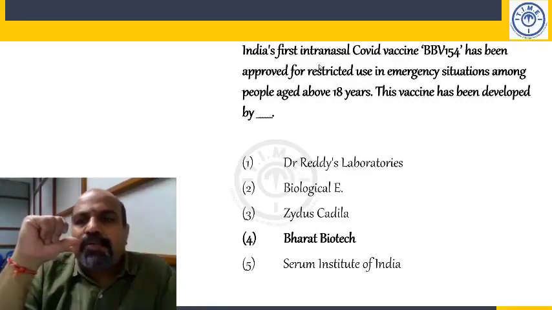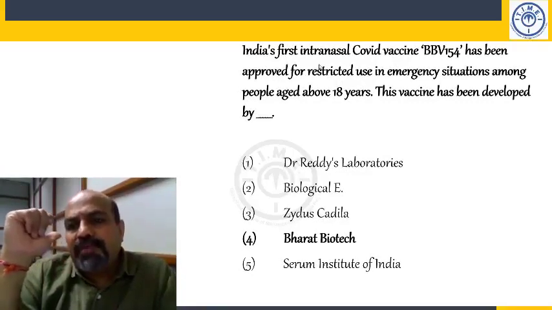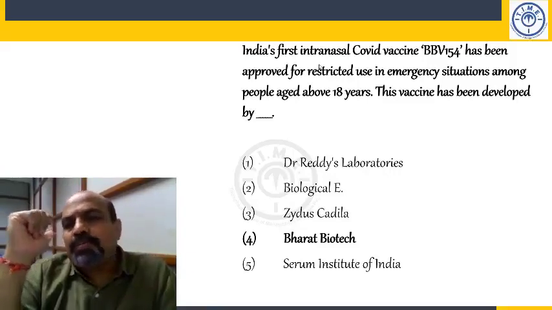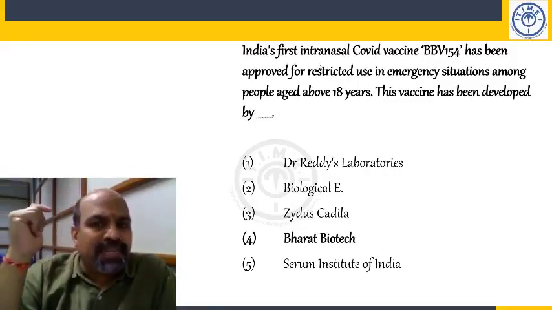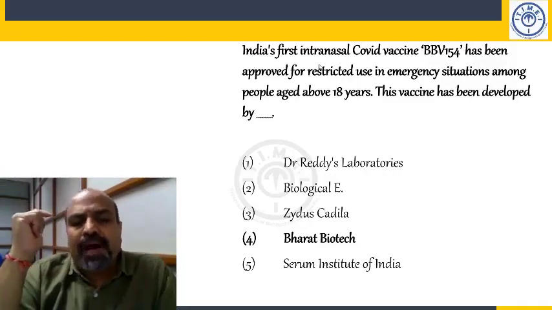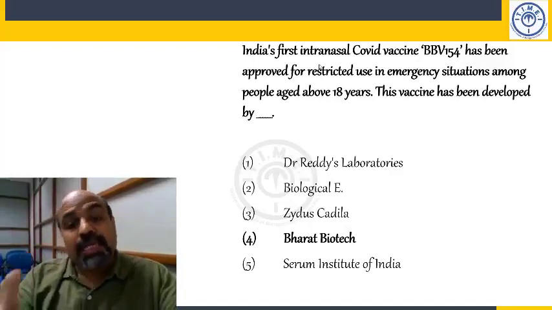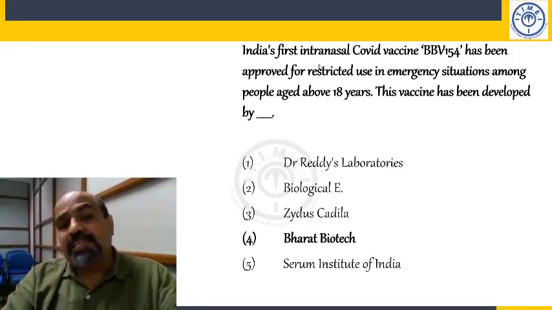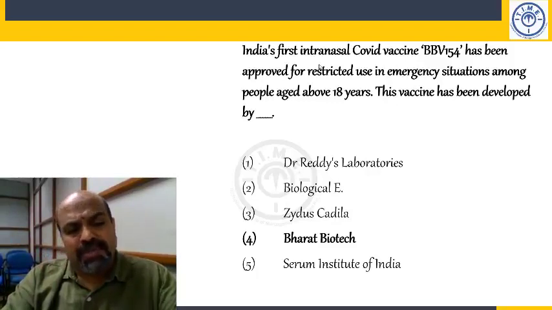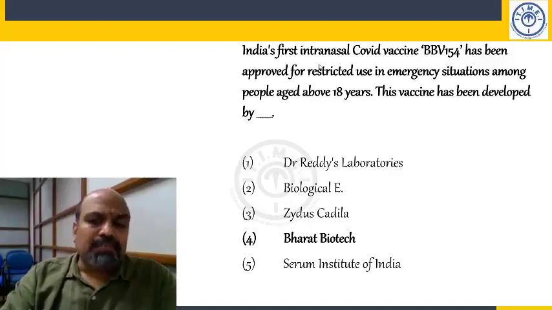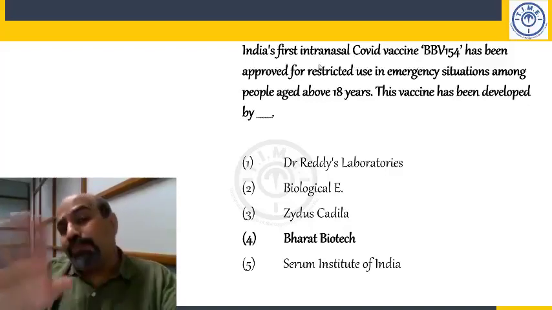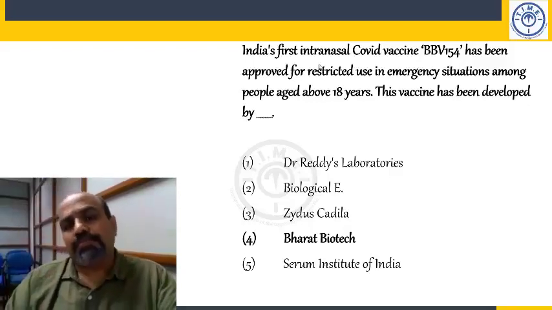India's first intranasal COVID vaccine, BBV154, has been approved for restricted use in emergency situations among people aged above 18 years. This vaccine has been developed by Bharat Biotech. In fact, you look at Dr. Reddy's also, and Biological E, which is EVANS, but they don't use this, they simply go with E. Biological E, Bharat Biotech and Dr. Reddy's are all based in Hyderabad, my city.